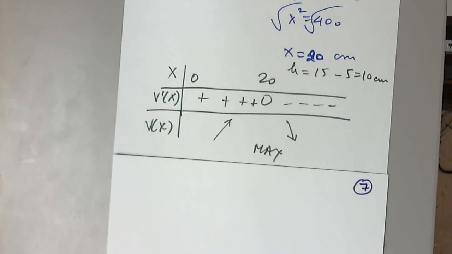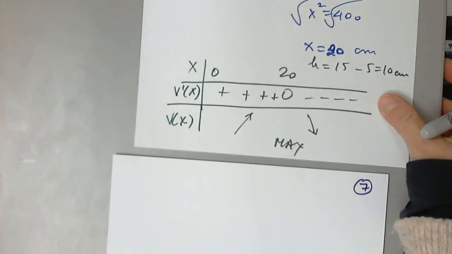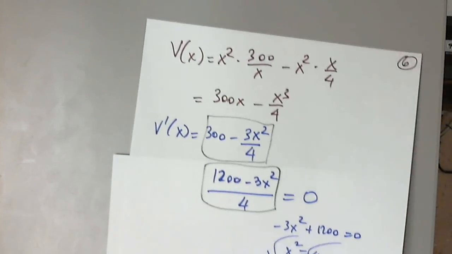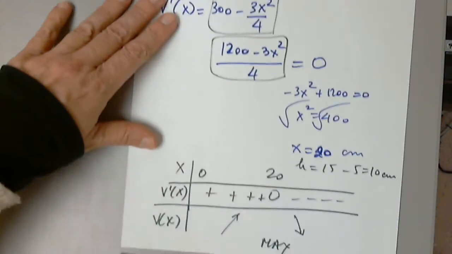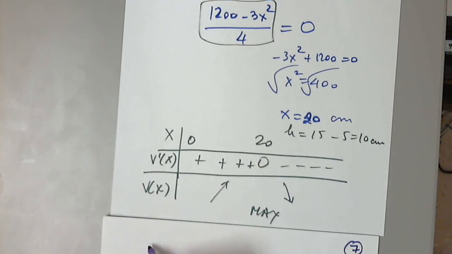Don't we have to plug those numbers back in to get the volume? Are we asked to find volume? The largest volume. We are okay, very good. Sorry about that. So here it is. Here is the volume. So the volume of 20 will be 300 times 20 minus 20 cubed divided by 4.